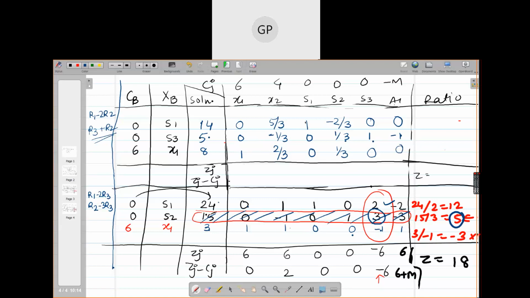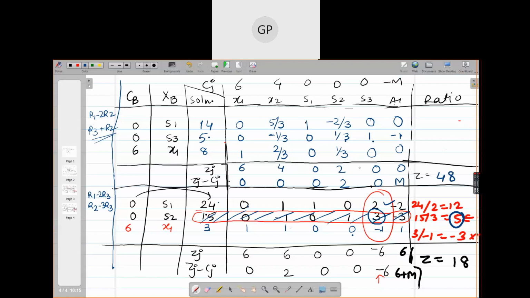ZJs, can you tell me ZJs? 6, 4, 0, 2, 0, 0, 0. 0, 0, 6, 0, 0, 0, 2, 0, and what is the value of Z? Okay.